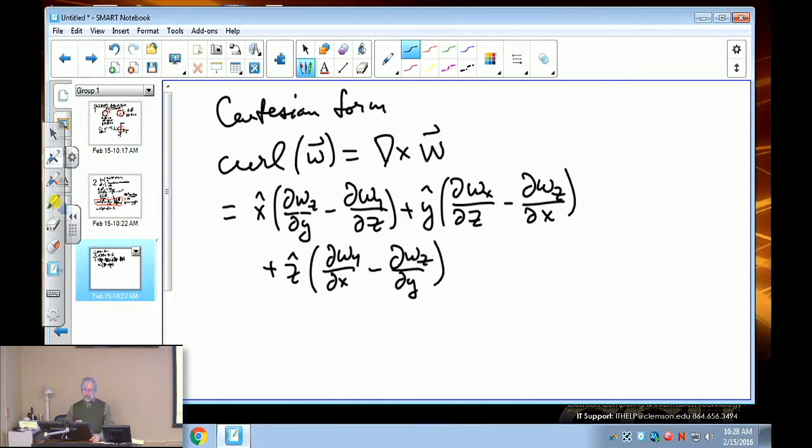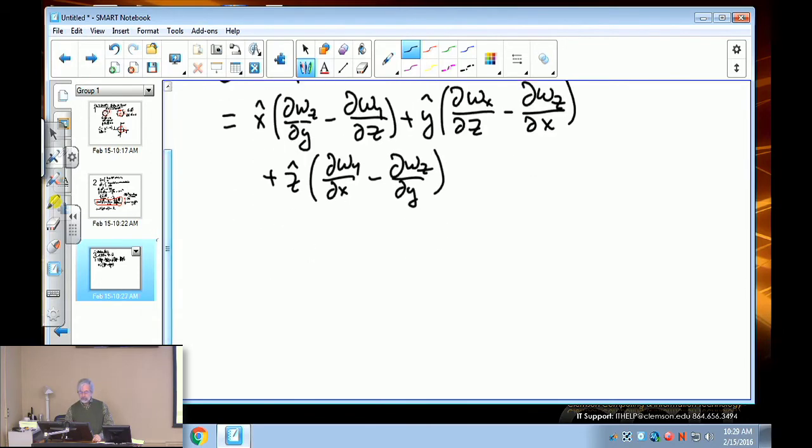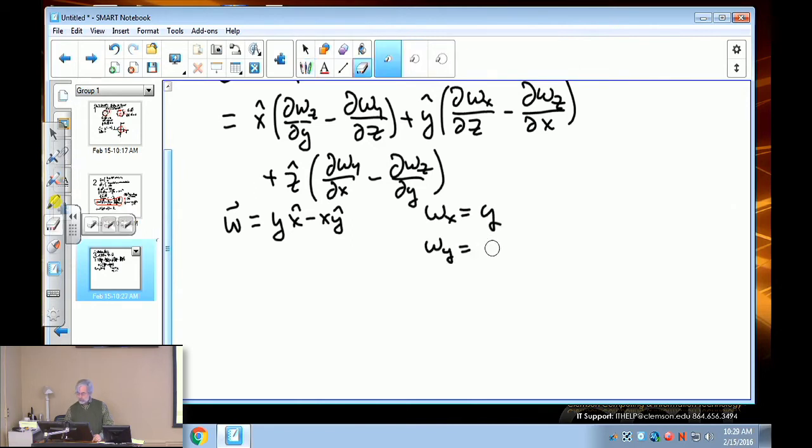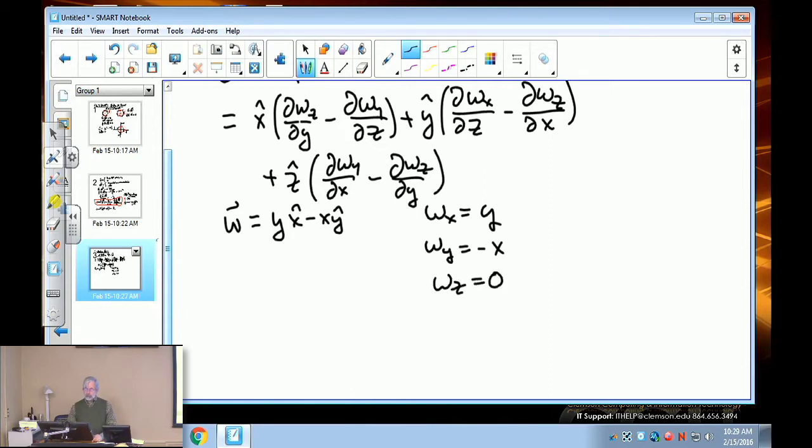Okay, this is the Cartesian form. It's a lot like the cross product, where one of the things is the derivative operator. That's the Cartesian form. And so let's go back to the Cartesian form. If we actually plug this in, our w was y x hat minus x y hat. So wx is y, and wy is minus x, right? The x component of w is y, and the y component is negative x, and wz is 0. And if you put those into the definition that we have here, the curl of this field is in fact -2. Okay, you're going to do that in your homework to check that.